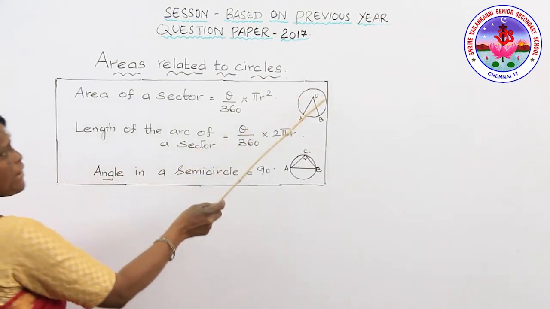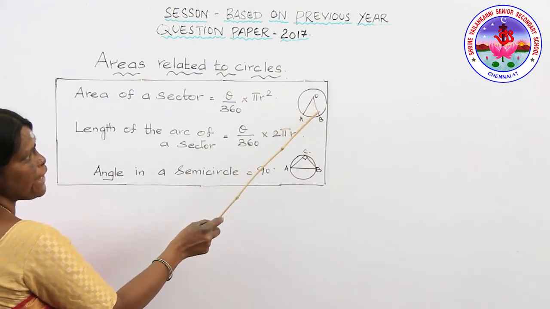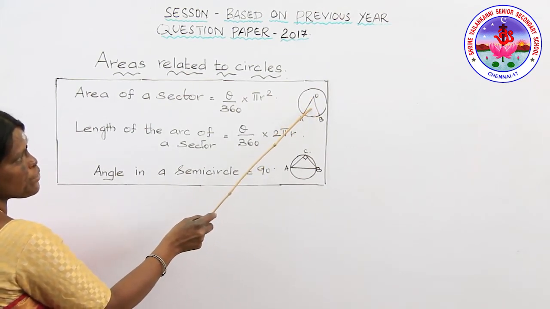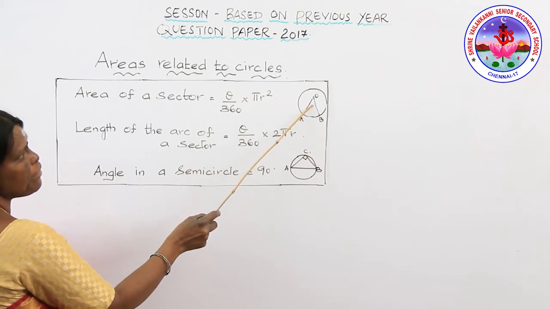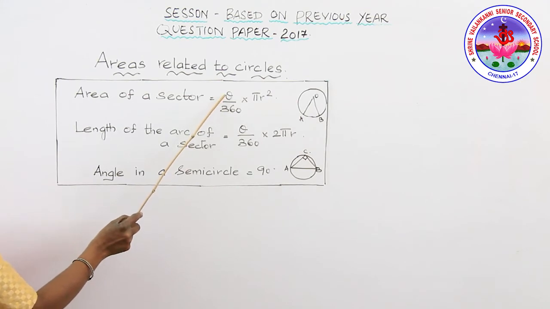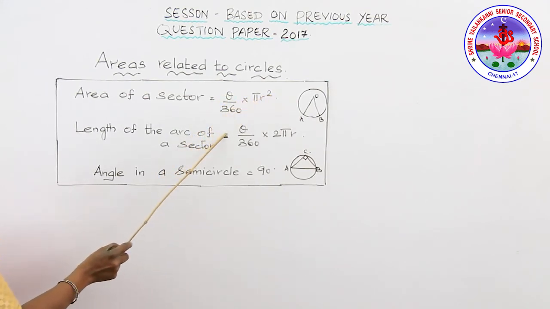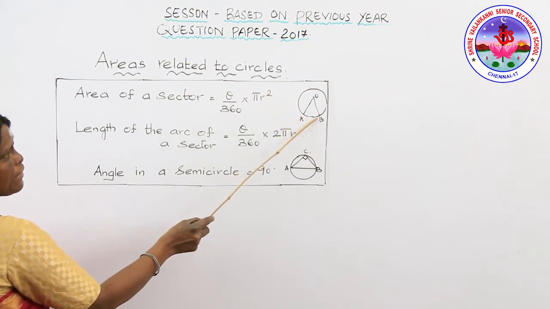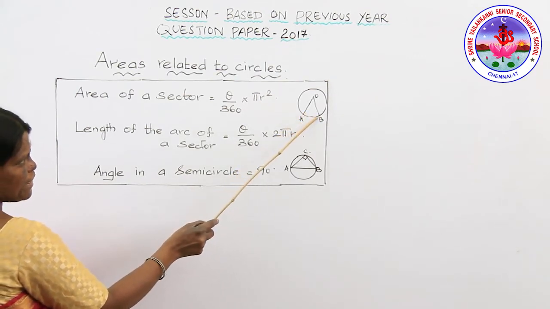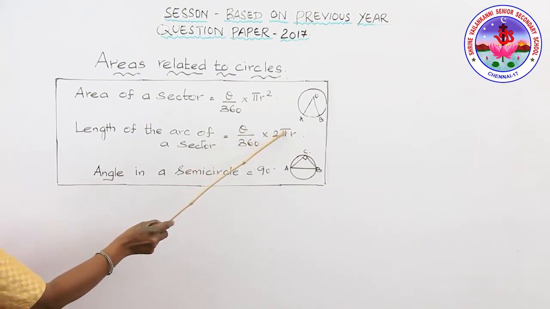So, I have drawn a sector. A sector is nothing but the region occupied between two radii and the arc of a circle. This region is called a sector. If I want to find the area of this region, it can be found using the formula theta by 360 into pi r squared. Second, if I want to find the length of the arc AB of a sector, I should use the formula theta by 360 into 2 pi r.